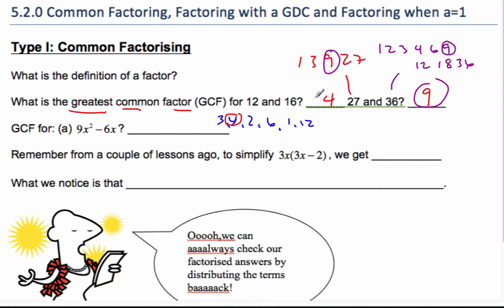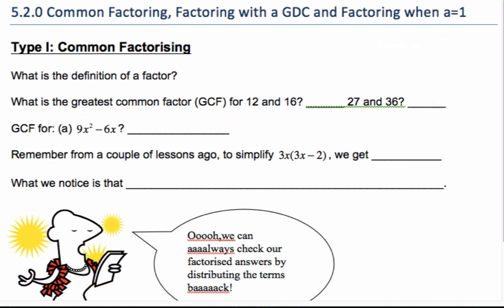Okay, so now we're going to go to the polynomial here. If I look at all the work that I have, I'm looking for the greatest common factor of these particular terms. If I think about this first term, 9x squared, the factors of 9 are 1, 3, and 9. And for the x squared, it's an x and an x.